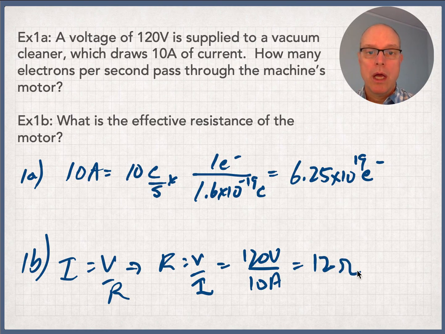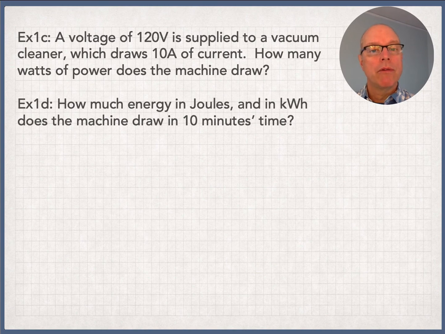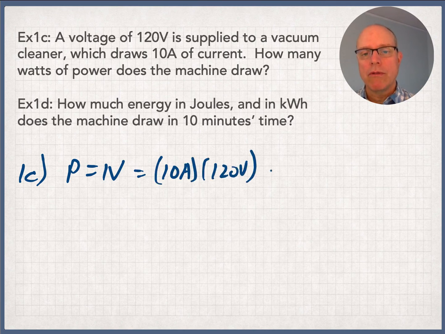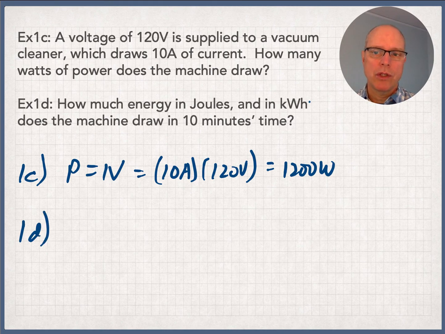Okay, moving on. So a voltage of 120 volts, 10 amps. What's the power in watts of this device? So the way that works is just P equals I times V. So current of 10 amps, so 10 coulombs of electrons every second, passing through 120 volts, and we get 1200 watts of power.